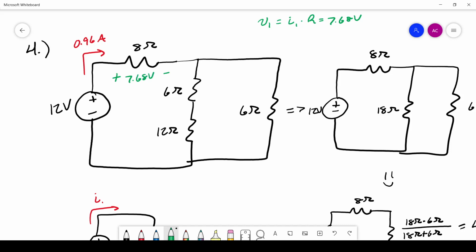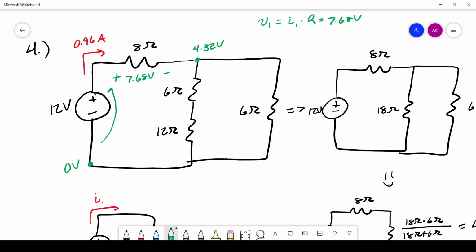Okay, 7.68 volts. Now, what we can do is, again, start here. I'll call this 0 volts. We have a 12 volt rise and a 7.68 volt drop. So if we do 12 minus 7.68, we're left with 4.32 volts here. Okay, so 4.32 volts.